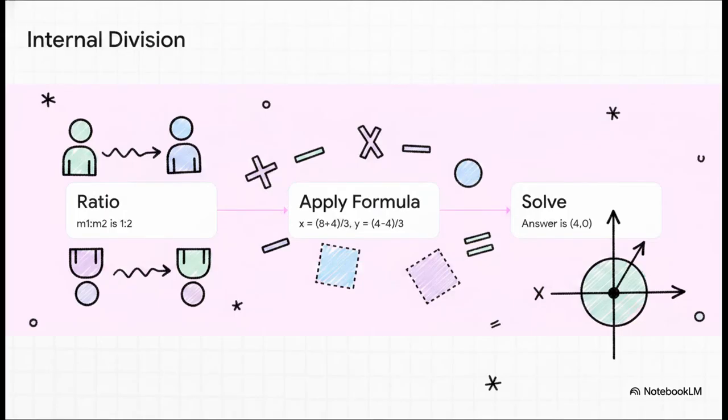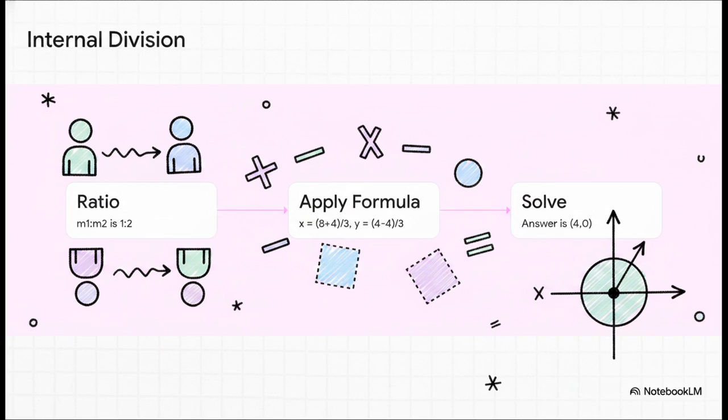Step 1. Our ratio m1 to m2 is 1 to 2. Step 2. Apply that internal formula. For x, we multiply ratio 1 with the opposite x-coordinate 8 plus ratio 2 with the opposite x-coordinate 2. That's 8 plus 4, which is 12. Divide that by the sum of ratios, which is 3. So 12 divided by 3 gives us 4.